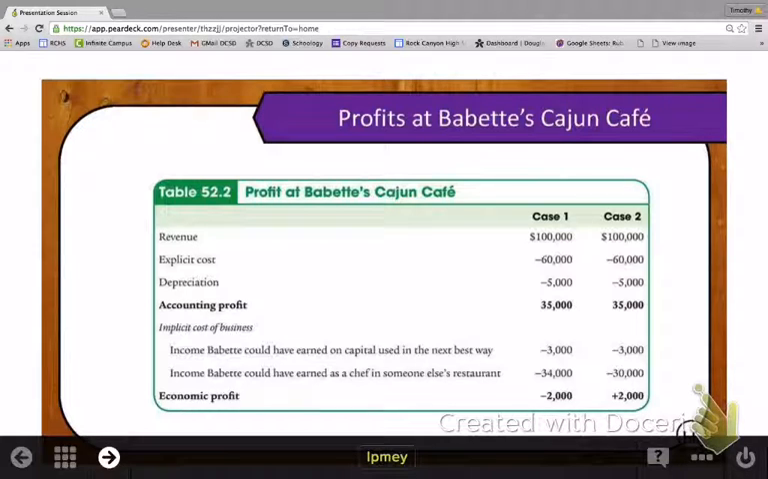But notice, if we change one of those implicit costs, let's assume that in working as a chef in someone else's restaurant, instead of earning $34,000, she would have earned $30,000. Well, now her implicit cost is $36,000, and that gives her a positive economic profit of $2,000. If her economic profit is positive, then that means there is no other way to use her resources to earn more money. And so that becomes the issue here. So just by changing one of the implicit costs, in one way, when it's negative, that means she should do something different, but if it's positive, then she should do this.